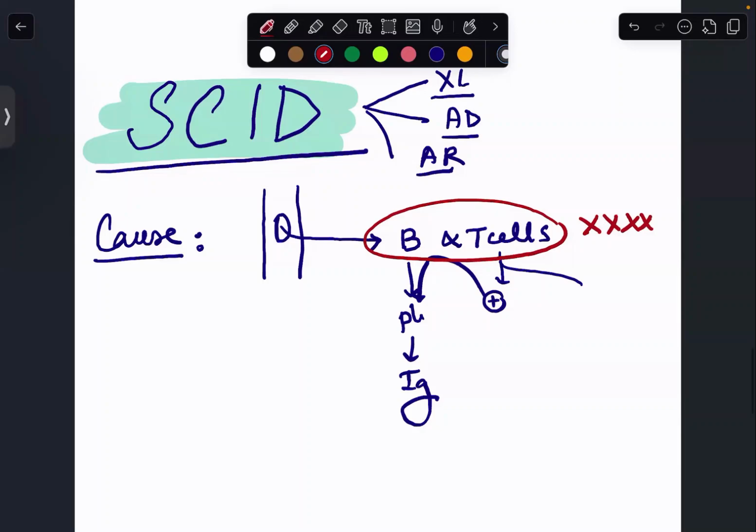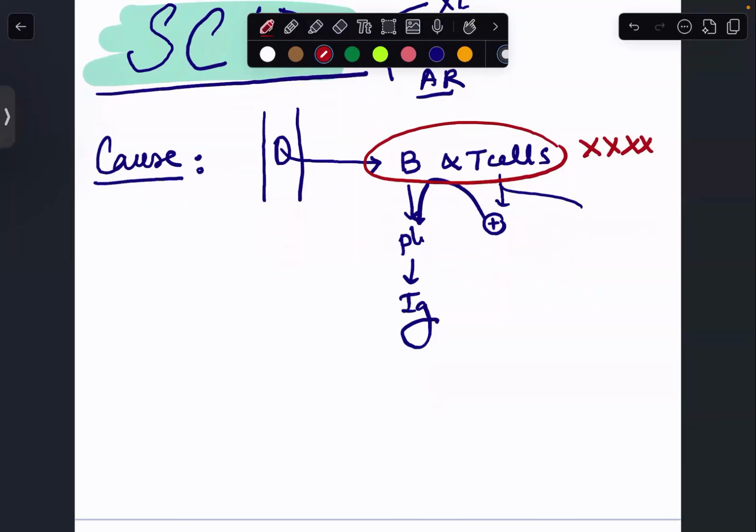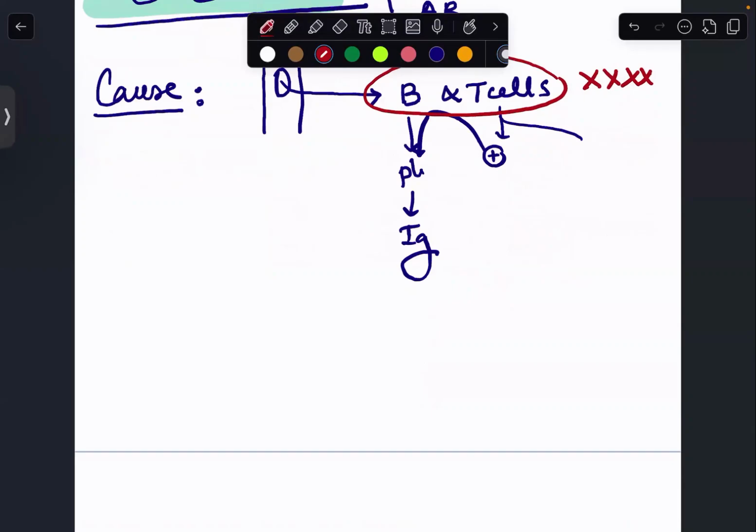Okay. So that means there will be no defense in the body. So they'll present very severely. They say that they present at less than 3 to 4 months of age. Okay, they present very early. How do they present to you? Mother will say that child is not growing well. Along with that, something or the other, either upper respiratory tract infection, lower respiratory tract infection, gastrointestinal infection, or skin infection. Every time something or the other is going on.